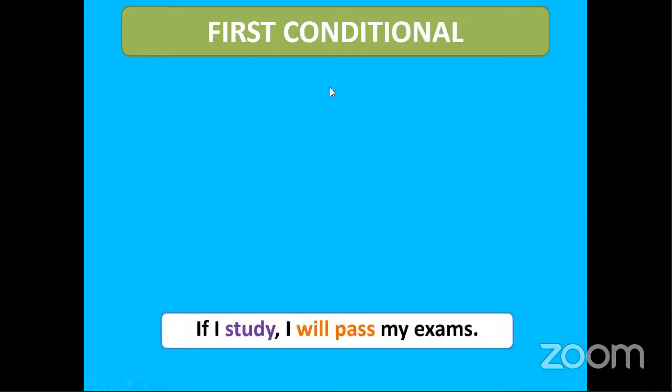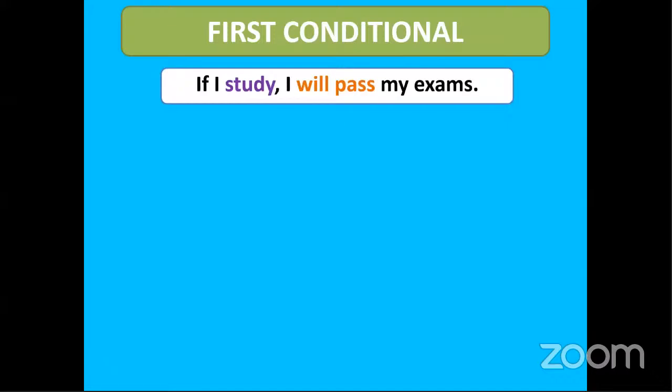Okay, so let's practice the first conditional once again, the form. I want you to look at this example. We have two different columns. The purple is for the present simple, study. The orange color, will pass, is for simple future. This is the structure of the first conditional. Action and consequences. What's the action? If I study. What's the consequence? I will pass my exam.